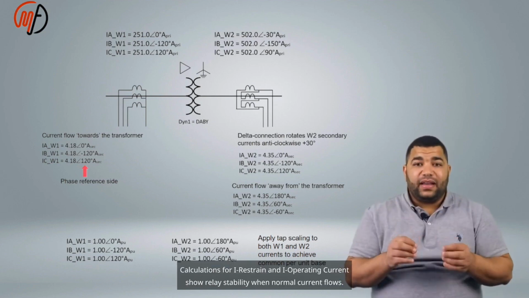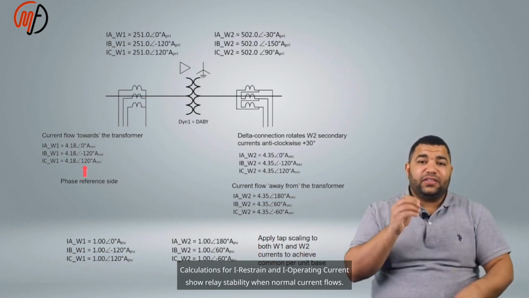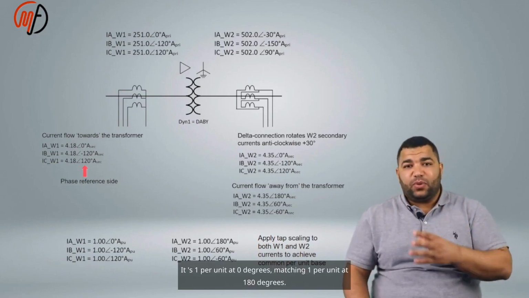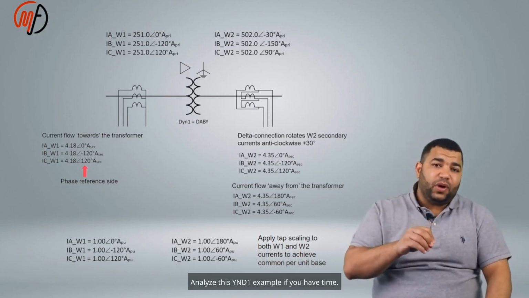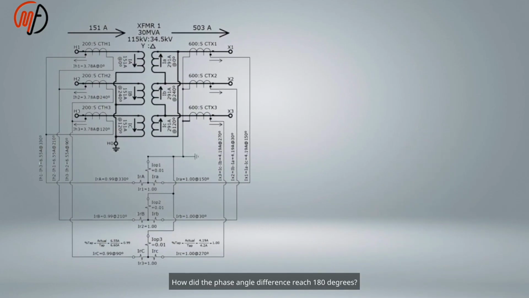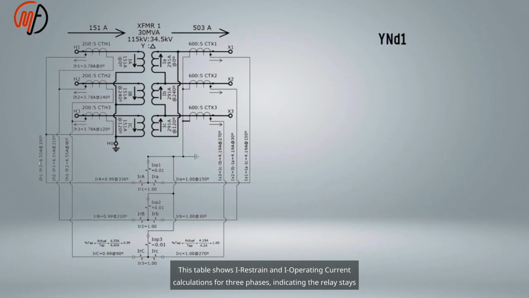Calculations for I restrain and I operating current show relay stability when normal current flows. It's 1 per unit at 0 degrees matching 1 per unit at 180 degrees. Analyze this YND1 example if you have time. We use the Wyoming tab to adjust currents. How did the phase angle difference reach 180 degrees? This table shows I restrain and I operating current calculations for 3 phases, indicating the relay stays stable with normal current as I operating current is near 0.